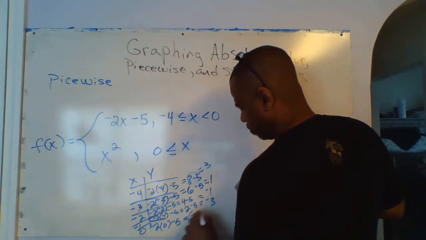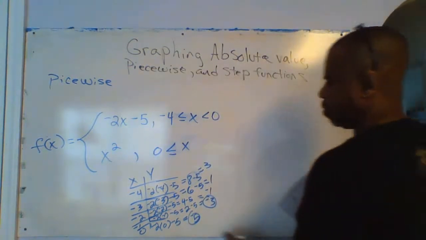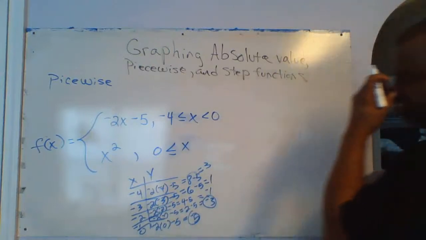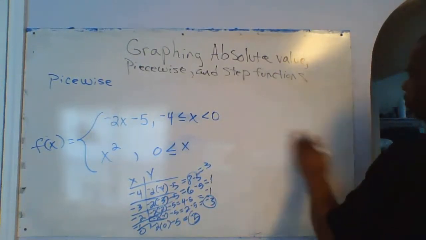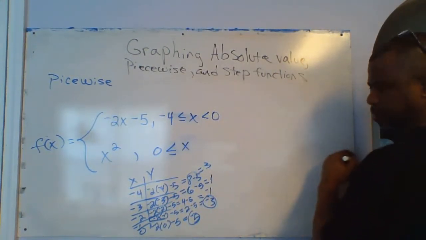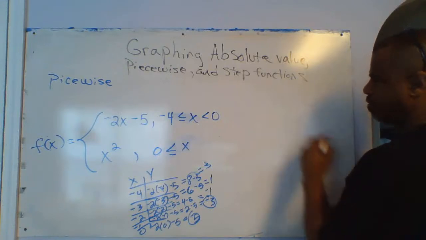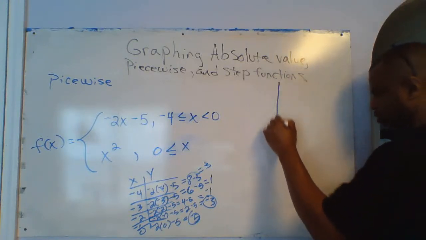All right, but it's going to be open at 0, negative 5. So we're going to come here, and so we have negative 5.